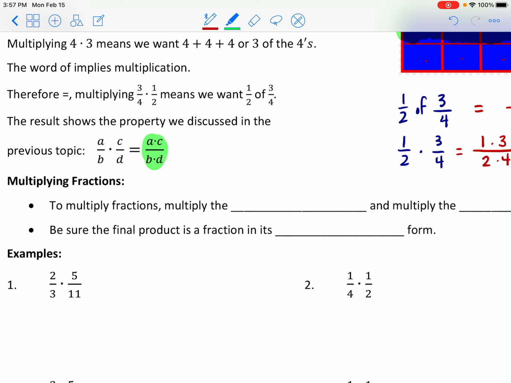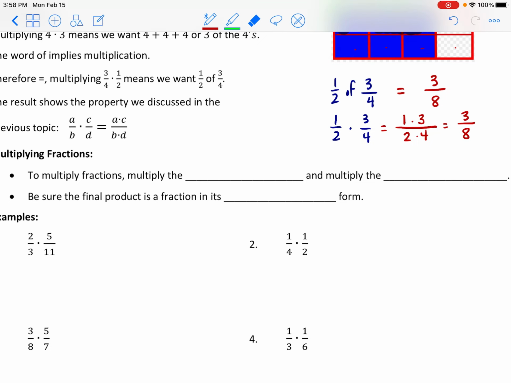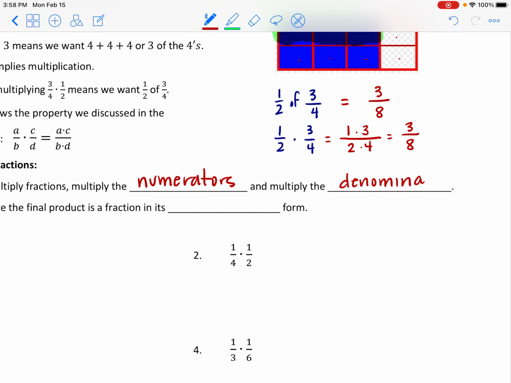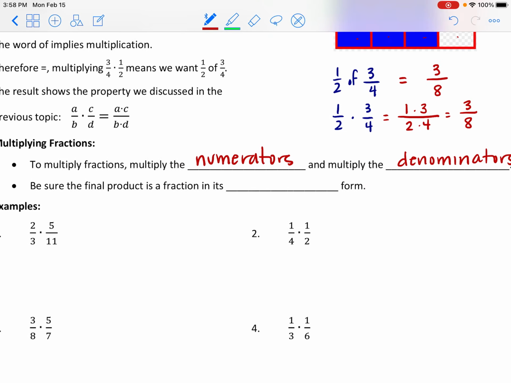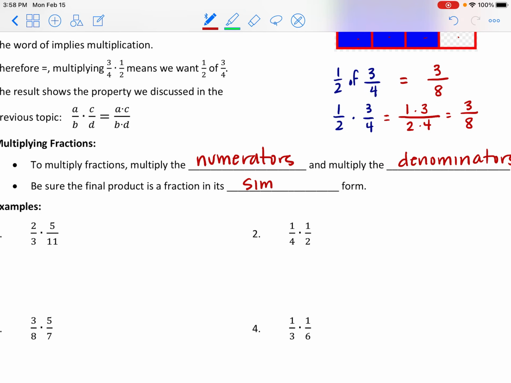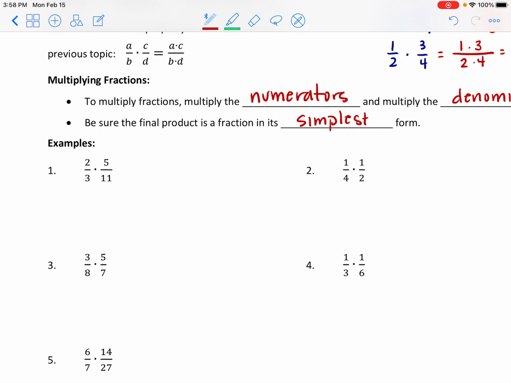So in the last one, we started with this one fraction we separated into two. Well, now we have two fractions, and we're going to put them together to make one. Okay, but the same concept. So to multiply fractions, we're just going to multiply the numerators, and we're going to multiply the denominators. And we just want to make sure that our answer, our final product, is a fraction that is in its simplest form. Okay, so let's look at a few examples.